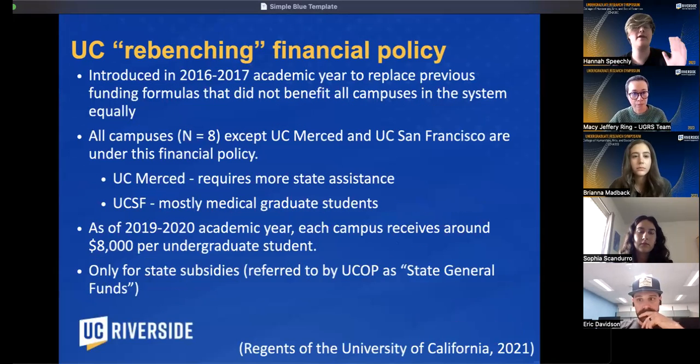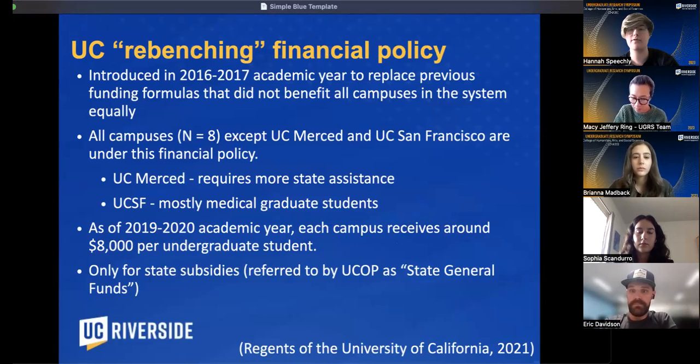First, before I get into the meat and potatoes, I'm going to be talking about the UC rebenching financial policy. This is a financial policy that was introduced in the 2016-17 academic year, which replaced previous funding formulas that did not benefit all campuses in the system equally. All the UC campuses, except for UC Merced and UC San Francisco, are under this financial policy. The idea was that some campuses were benefiting from state dollars more than others, and that's obviously not equitable.